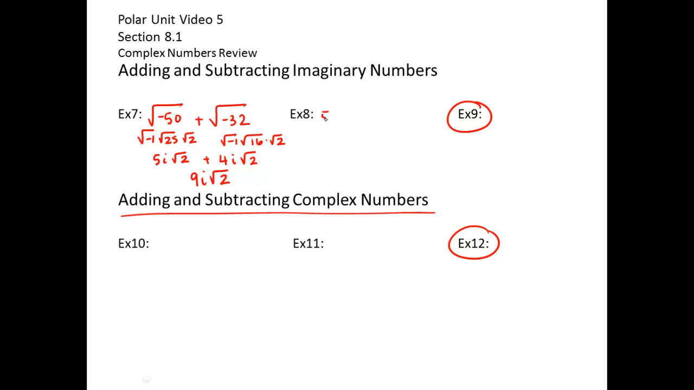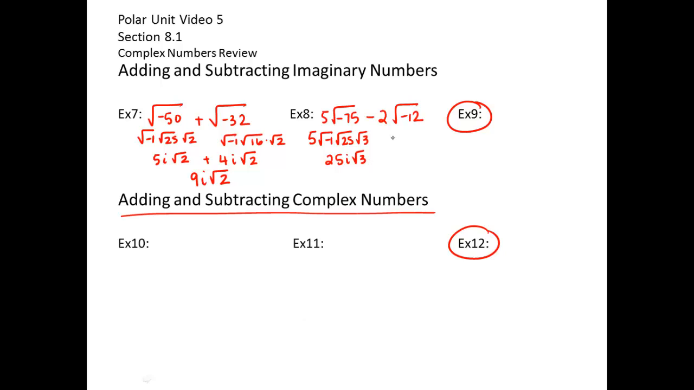Example number 8. 5 times the square root of negative 75 minus 2 times the square root of negative 12. So we'll break down the first one. 5 times the square root of negative 1 times the square root of 25 times the square root of 3. The whole first part becomes 5 times 5 is 25i square root of 3.